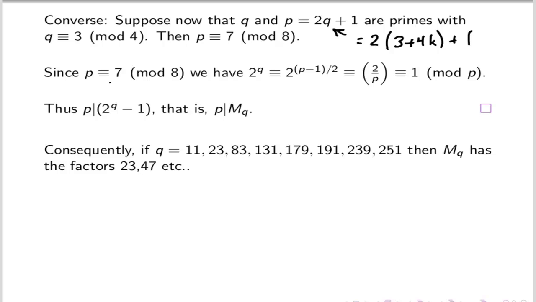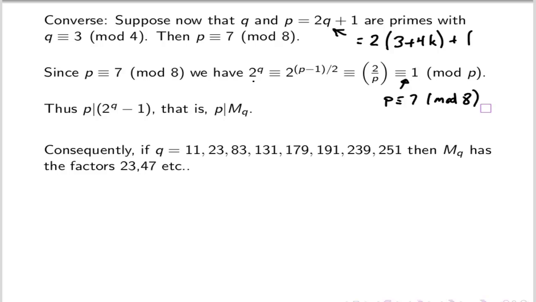So since p is congruent to 7 mod 8, the following is true. 2 to the q is 2 to the (p minus 1) over 2, by definition of q. Then by the Euler criterion, this is the Legendre symbol, 2 over p, which is congruent to 1 mod p. And where is that coming from? This is from the fact that p is 7 mod 8. So we know how to evaluate the Legendre symbol 2 over p.